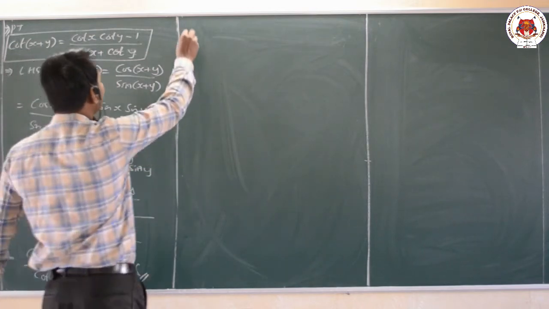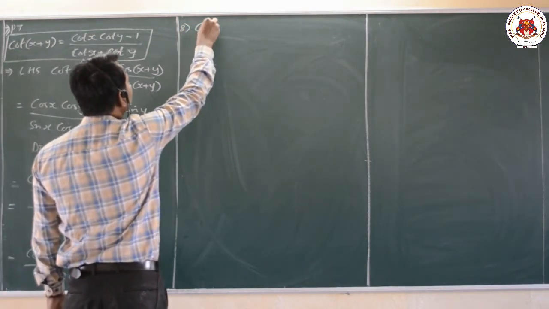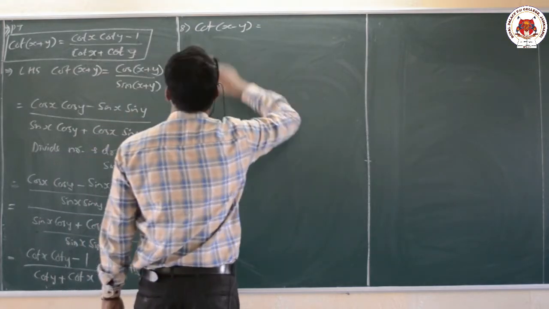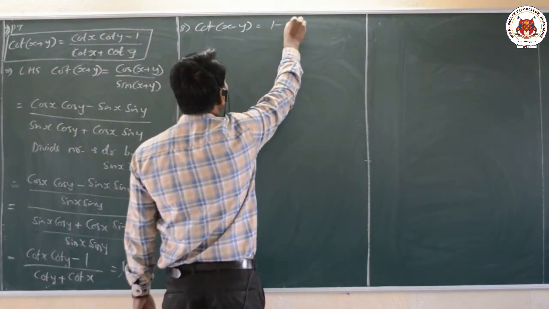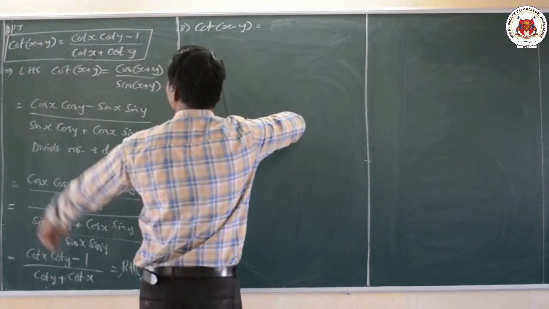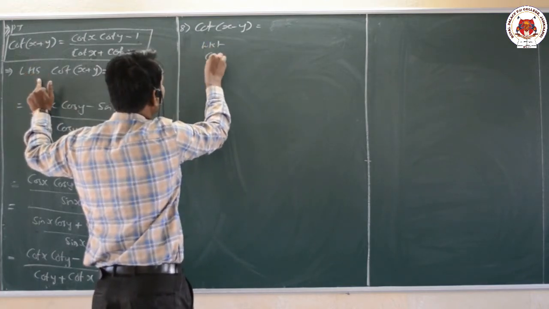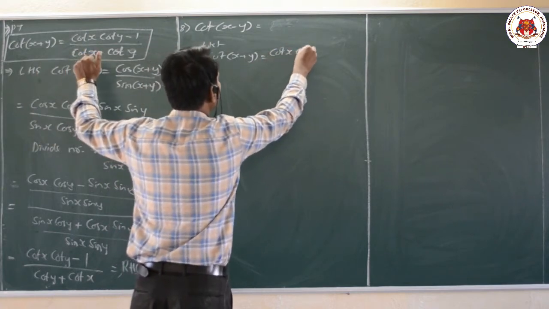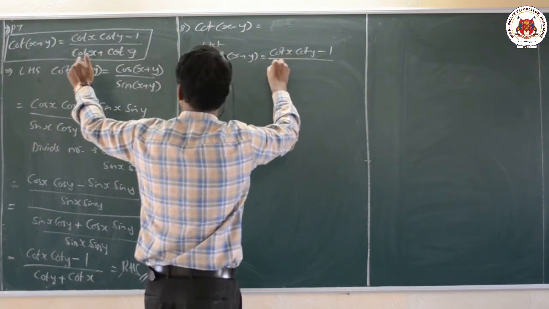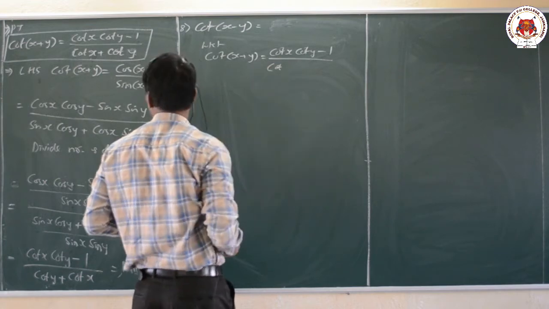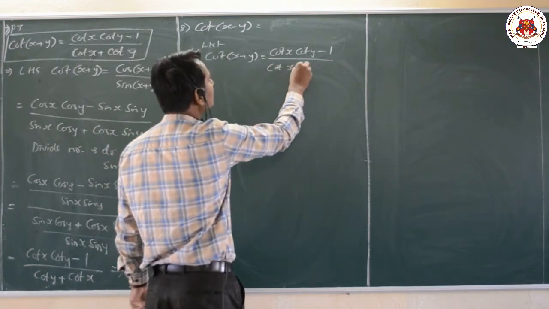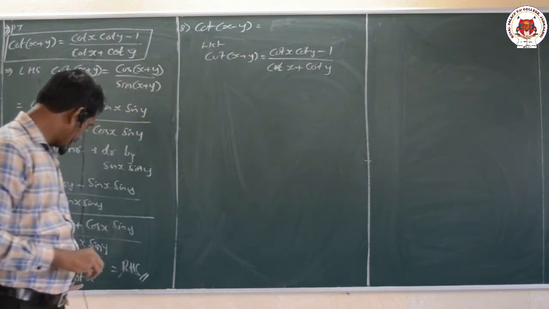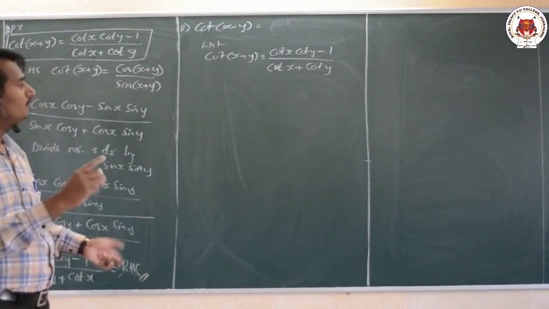Now dear students, similarly I can prove the 8th one, that is cot of x minus y. So let us prove that. We know that cot of x plus y equals cot x cot y minus 1 whole divided by cot x plus cot y. Since both are positive, we can reverse.